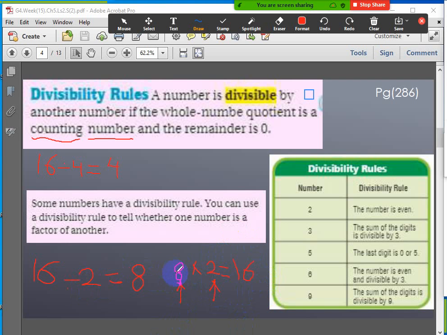So this 8 is a factor of 16, and this 4 is also a factor of 16, because 4 multiplied by 4 also equals 16. So 4, 8 and 2 are factors of 16.